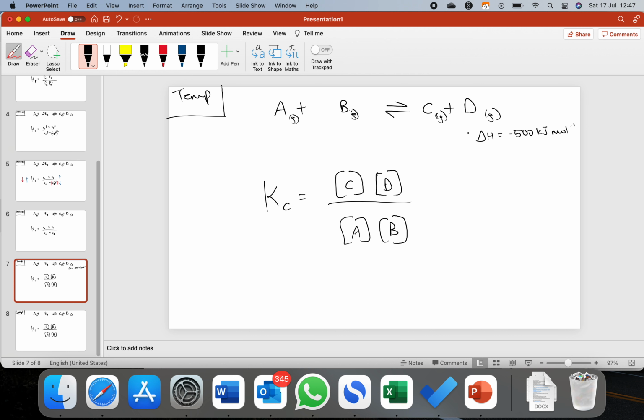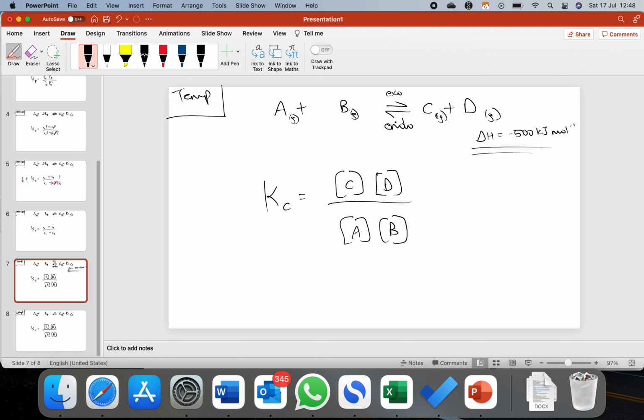So you've got an enthalpy value of minus 500 kilojoules per mole. So that means it's an exothermic reaction. So the forward reaction is exothermic. Remember, if the enthalpy value is negative, that means the forward reaction is exothermic. If the enthalpy value is positive, that means the forward reaction is endothermic. So exothermic that way, endothermic that way. So we've established that.